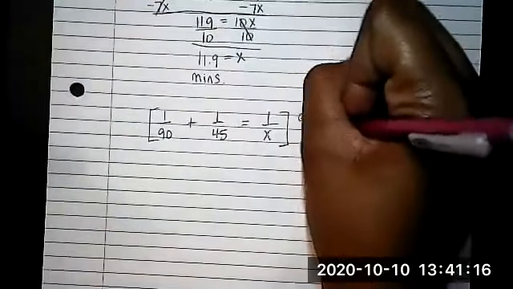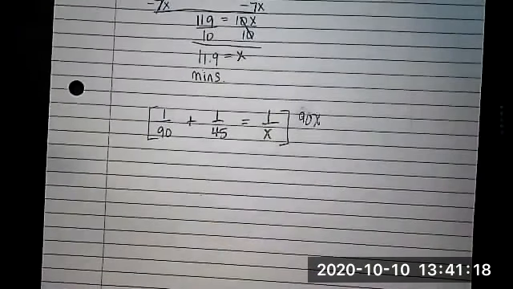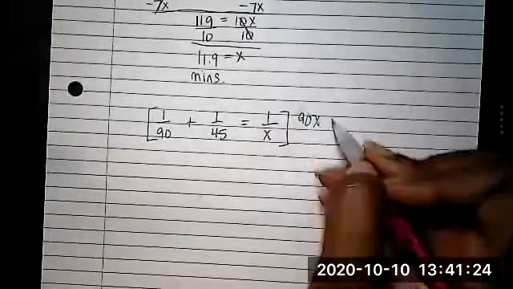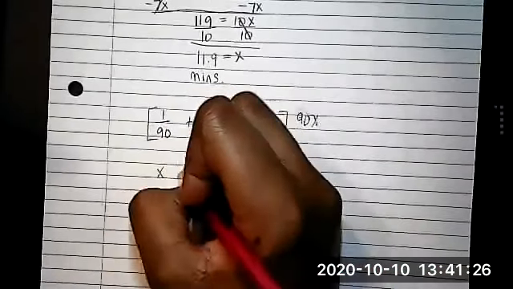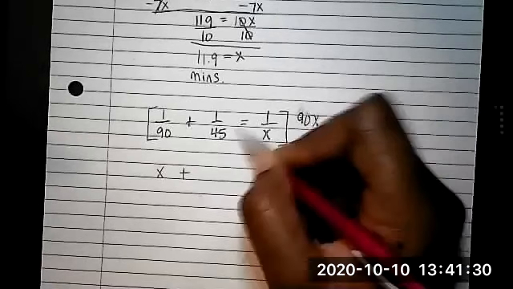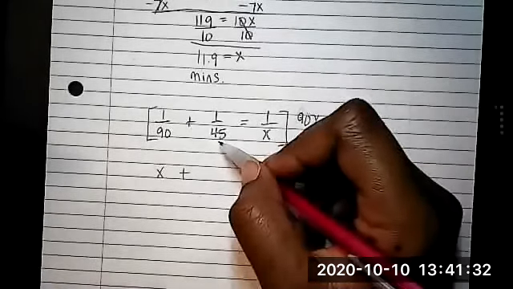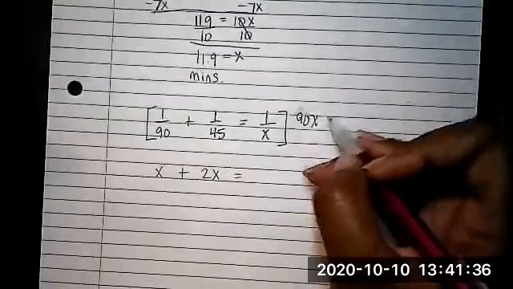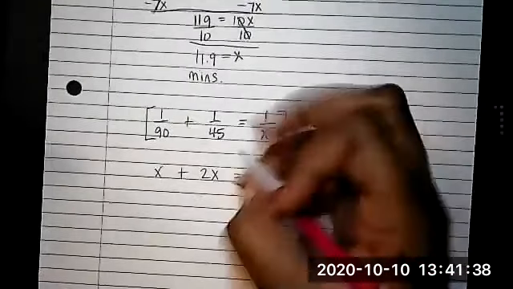Listen, 90x is the common denominator, the LCD. So now, if I multiply 90x times this, the 90s will cancel out, but the x will be left over. So x plus, here 90 becomes 2, because 90 divided by 45 is 2. And then the x is still there, so 2x would be there. The x's will cancel out here, the 90 will be left.